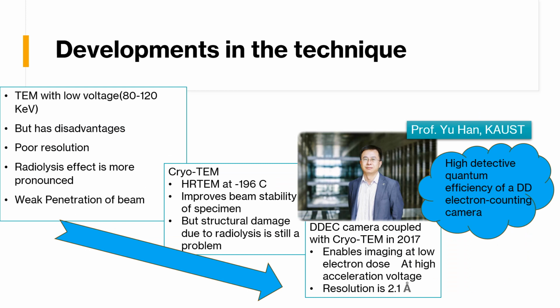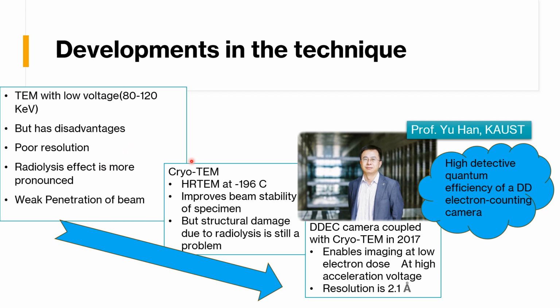So how have developments in the technique taken place to improve all this? Initially, TEM was used with low voltages, but it had several disadvantages, like poor resolution. Why does it give poor resolution? Because, as you know, resolution depends on the acceleration voltage as well. We need a sufficiently high voltage to have better resolution, right? That is why the resolution was poor. Also, at low voltages, the radiolysis effect was still there, and the beam penetration was still weak.